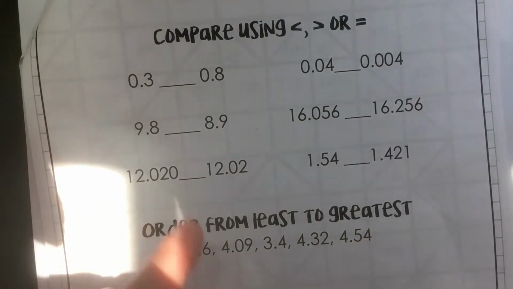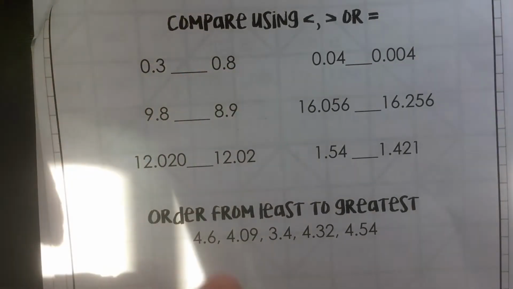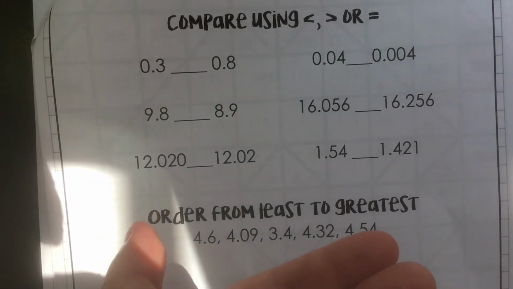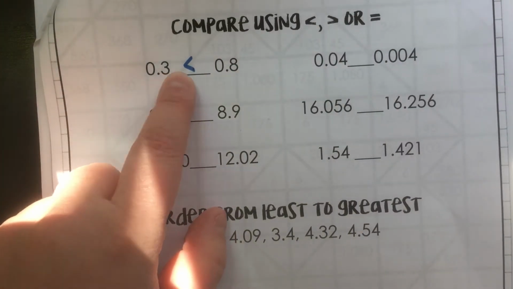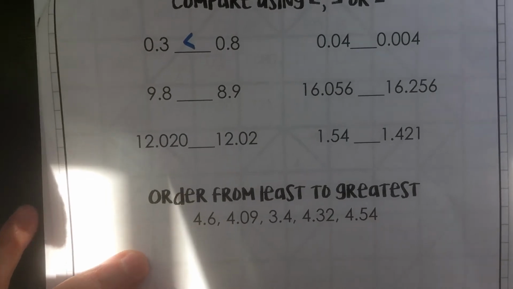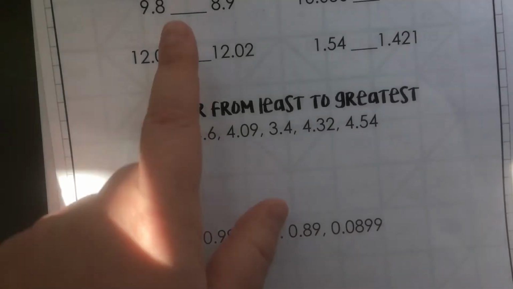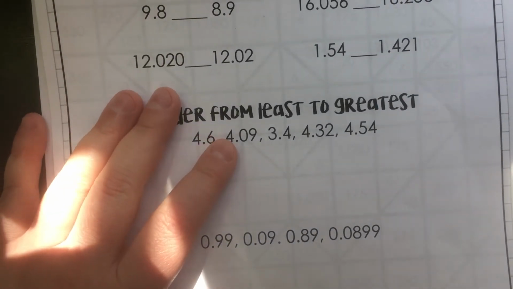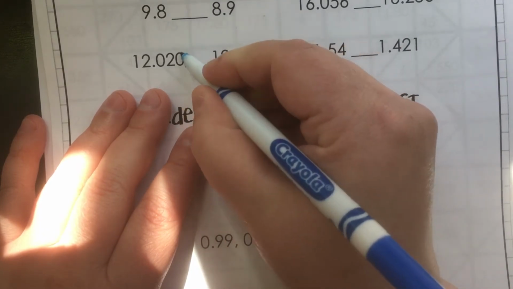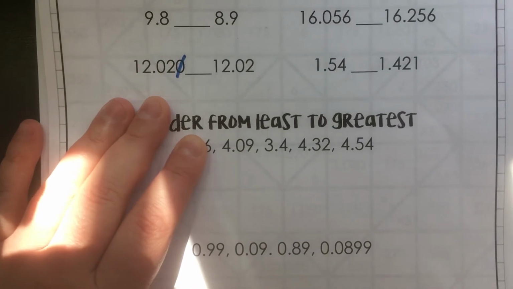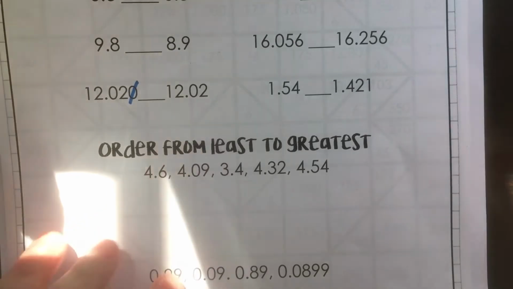All right, some of these are pretty easy, like this one. 3/10 or 8/10? Which one is bigger? Which one is closer towards 1 or a whole number? So we would read it: 3/10 is less than 8/10. Here's another one. We can obviously see, look at the whole numbers. You guys do that one. How about this one? What do we know about this 0? It's an extra 0, so we can cross it off. Can you compare those two numbers now? I hope so.